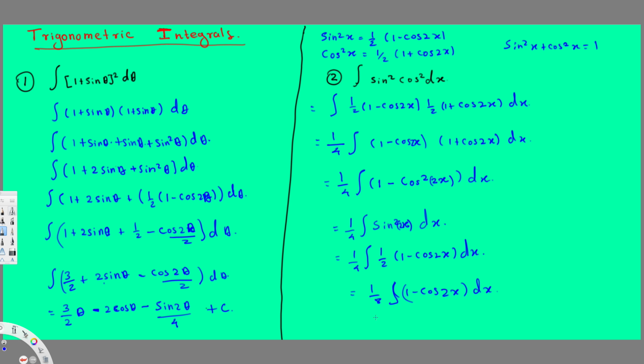Now this is easy to integrate. That's going to be 1 over 8, we are going to have x right here, and this is going to be simply sine 2x divided by 2. Now I multiply everything by 1 over 8. This is constant right here, and if I multiply everything by 1 over 8, this is going to be x over 8 minus sine 2x divided by 16.